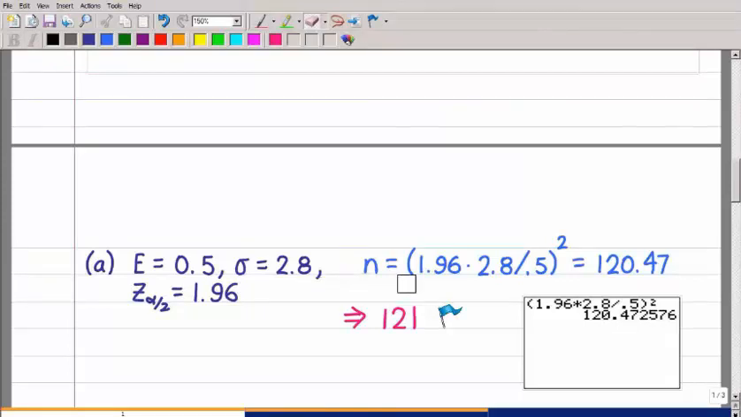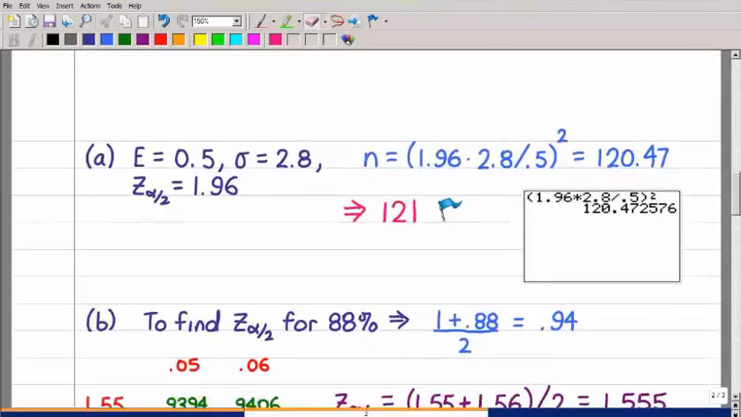So we need a sample size of 121 to meet that requirement. Now let's look at part B. Part B, the 88% confidence interval, goes back to the video that I made for confidence intervals, large samples.